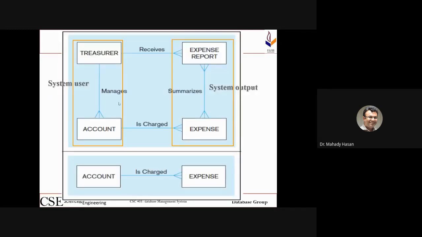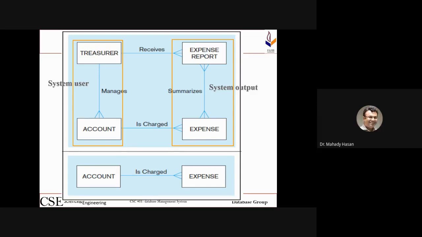So as this is the last slide that we will discuss, we have a model. Here we can see the treasurer is receiving the expense report, and the expense report is summarizing the expenses. Expenses are charged from different accounts, and accounts are managed by the treasurer. Now think very carefully. Who is a treasurer? Is the treasurer one person or multiple persons? One person.